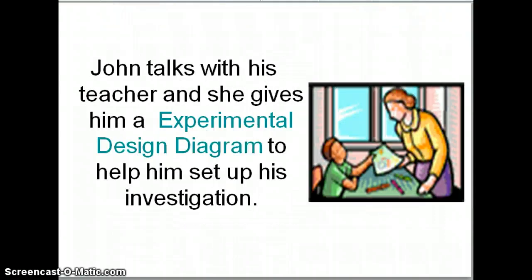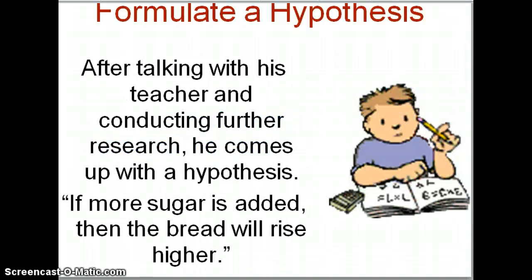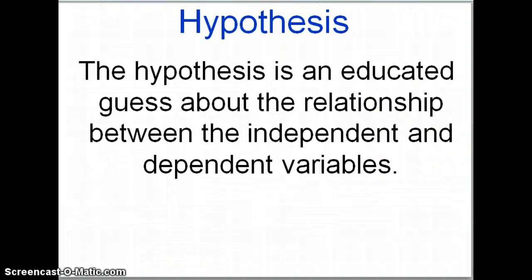John talks with his teacher and she gives him an experimental design diagram to help him set up his investigation. After talking with his teacher and conducting further research, he comes up with a hypothesis. If more sugar is added, then the bread will rise higher. The hypothesis is an educated guess about the relationship between the independent and dependent variables.